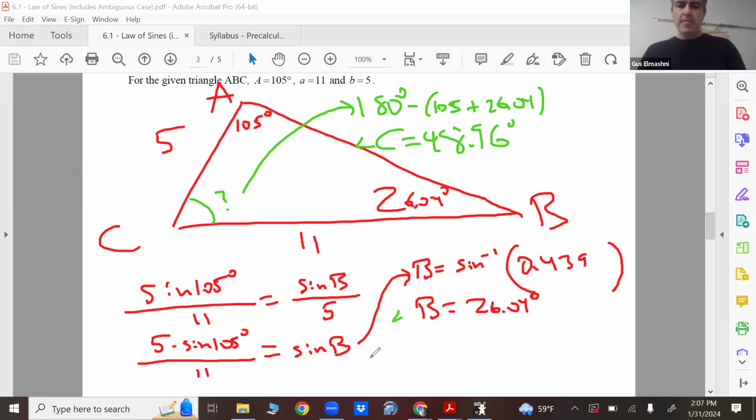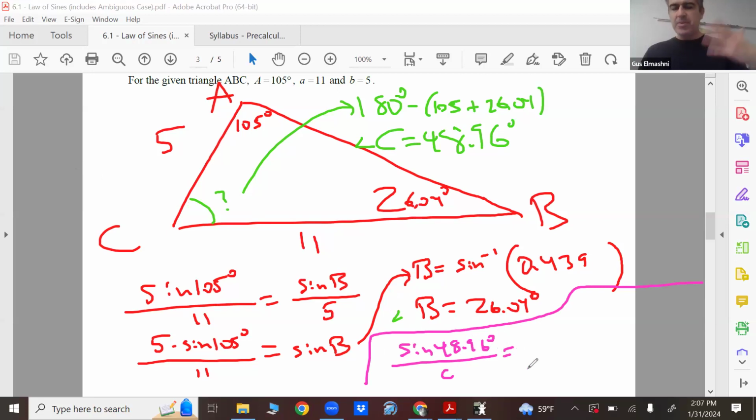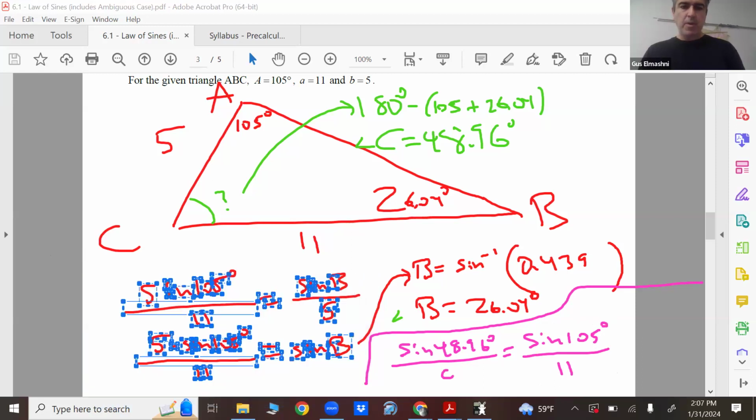Okay, then lastly, sine of 48.96 degrees. Again, these are not terribly exciting problems. There'll be some word problems we'll do that'll be a little cooler, either on Friday or next week. Right now, we're just doing a lot of the basics. Over little c equals, and I'll do sine 105 over 11 again. So I know that, right? Okay, I'm gonna need some space here. Let me get rid of this stuff here. I don't need that anymore.